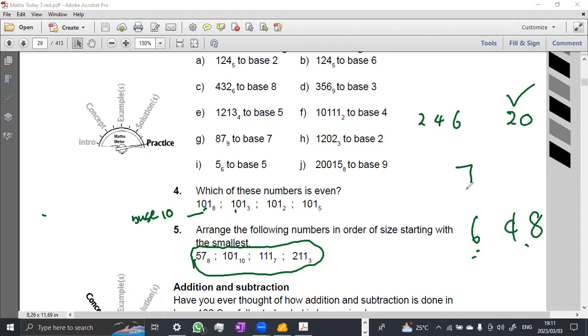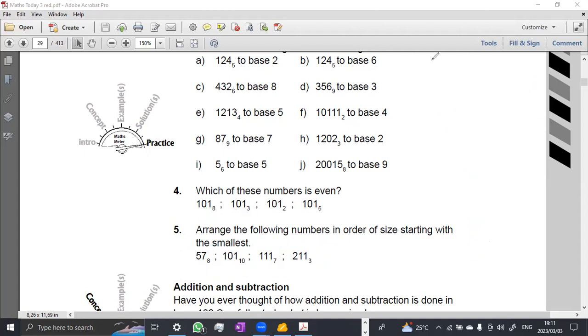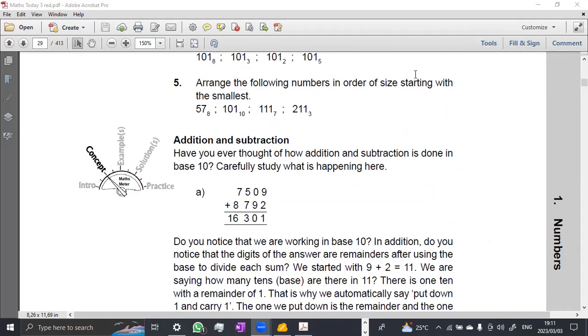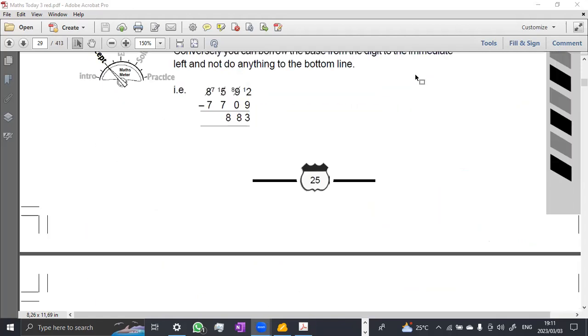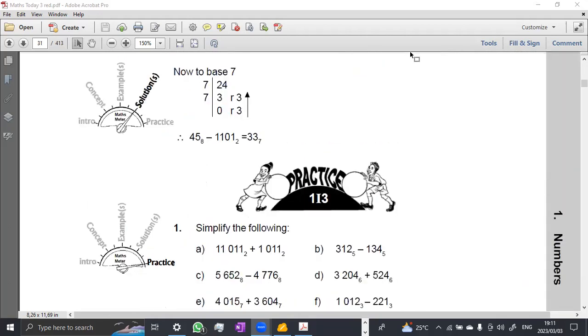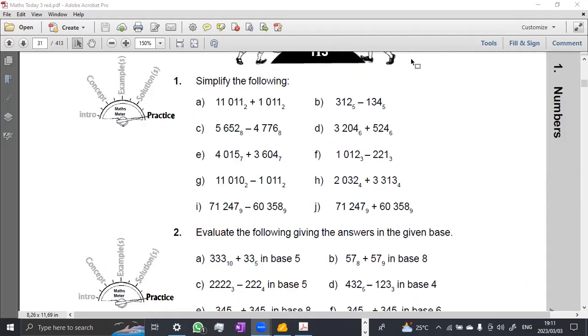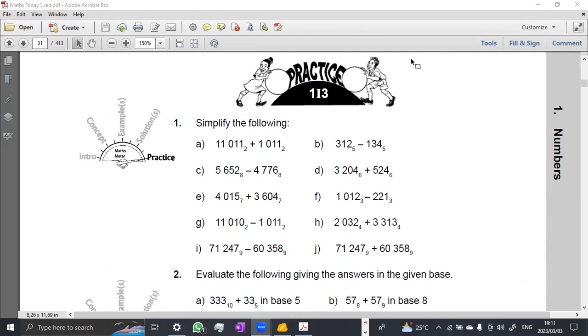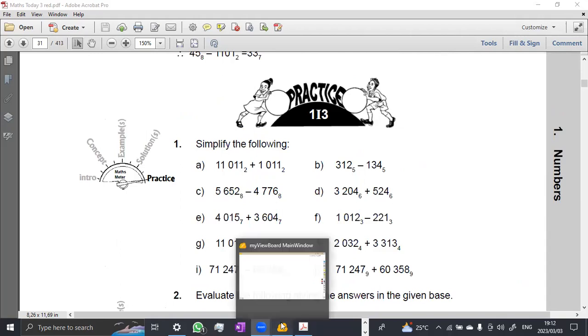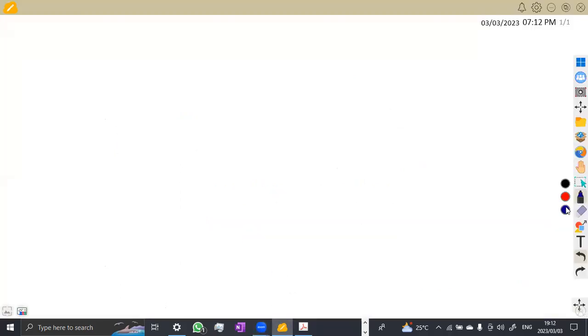All right, so that is the idea that you're going to have. These questions are just for revision purposes, to understand more about number bases. So what we want to do now is move on to the addition and subtraction of number bases. We are going to start with addition, so I'm just going back to the screen. I don't know if you can see here. Yes, I can see this too. All right, so we are going to start with the part on addition.